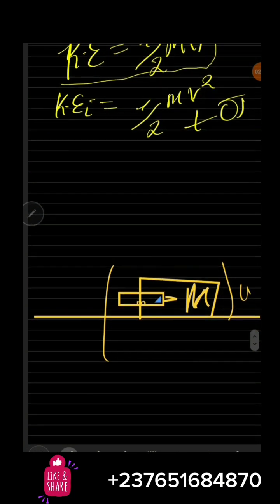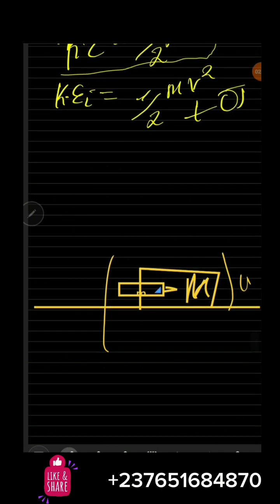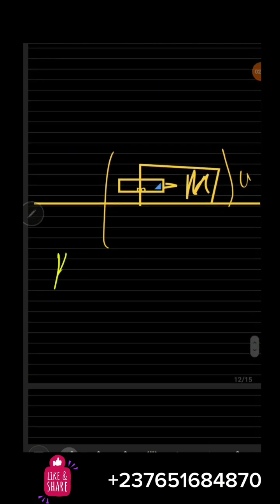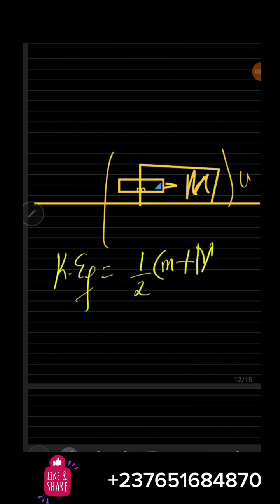Now after the collision, what happens is that the bullet will be embedded into the block. It can move, or it can hit and come back. But let us assume that as it hits, it gets into the block, into the wood. In that case, the total mass will now be m plus the mass of the block. And the final kinetic energy will simply be half times the mass of the bullet plus mass of the block, times the speed with which they are moving, u squared.